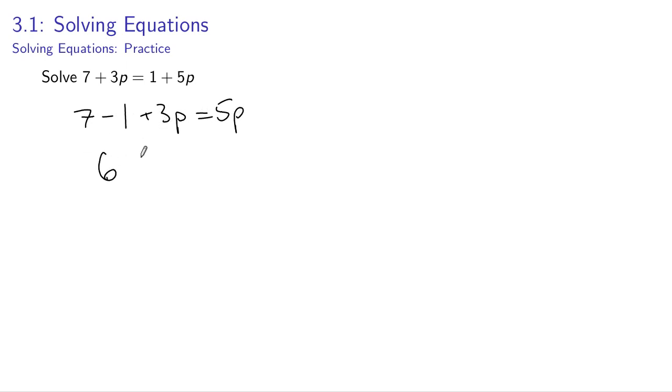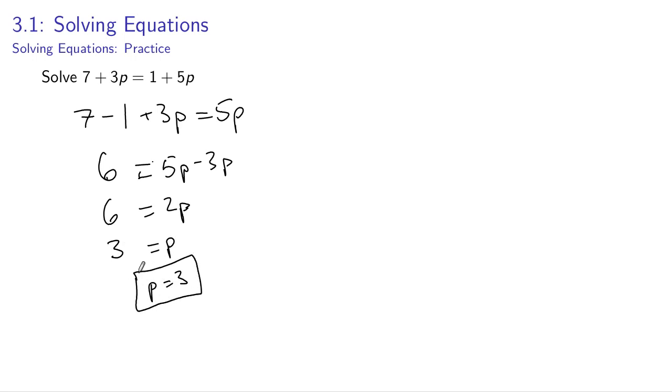Now let's subtract 3p on both sides, and we get 5p minus 3p. Remember, we can subtract the coefficient and have an equivalent expression. So we can replace this expression with 2p. Dividing both sides by 2, which is not 0, that's allowed, gives 3 equals p, so our final answer is p is equal to 3, the solution to this equation.